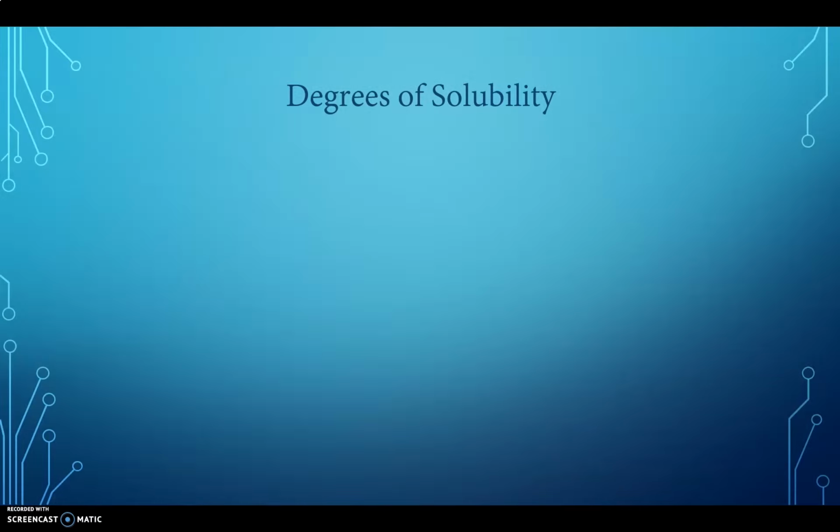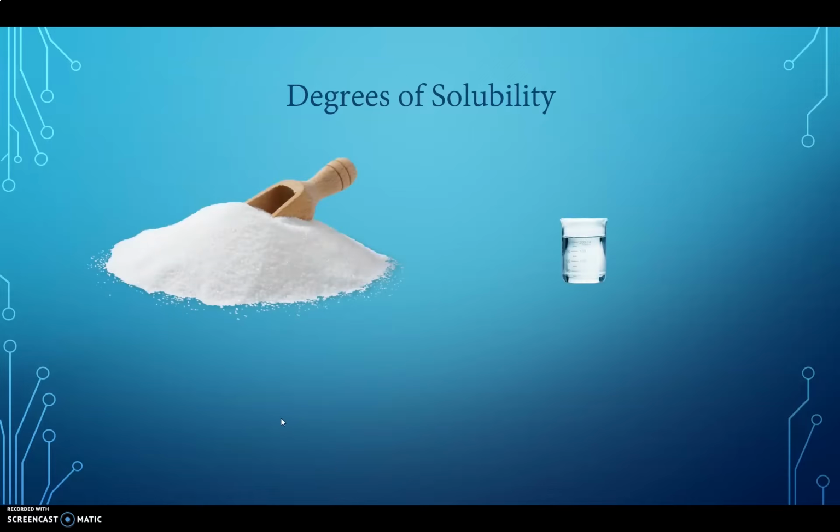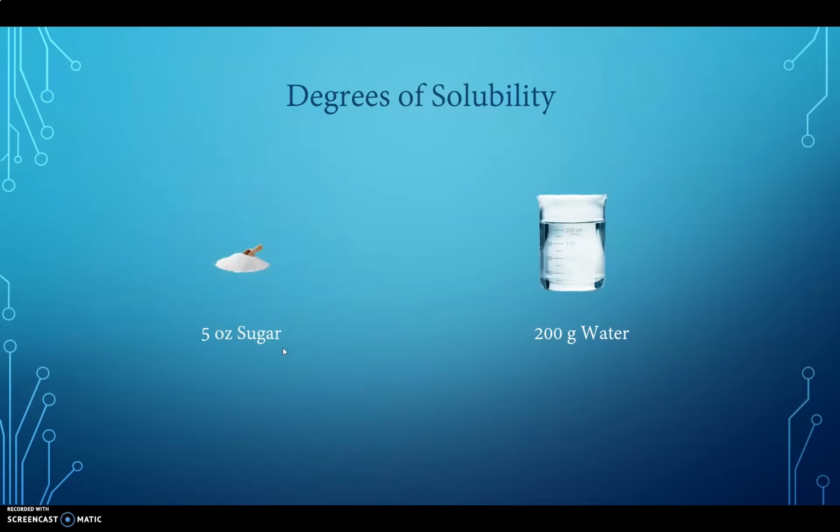What I mean by the degree of solubility is simply a measure of how much solute can dissolve in a particular amount of a solvent. For example, we can't dissolve 5 pounds of sugar in 200 grams of water. If we try to do that, we'll simply end up with wet sugar. So even though sugar is soluble in water, there is a limit to how much you can put in there. Now, on the other hand, if we had 5 ounces of sugar and 200 grams of water, that would work. The sugar is pretty soluble, and we would be able to dissolve that amount of sugar with no problem.